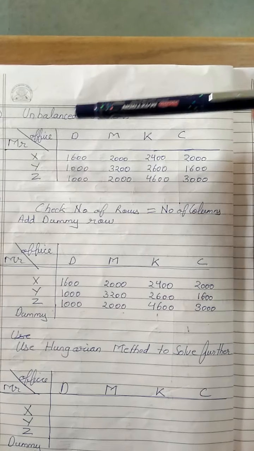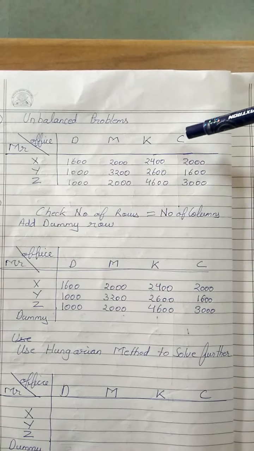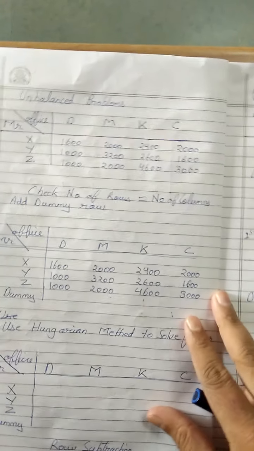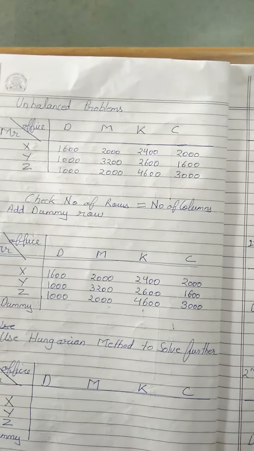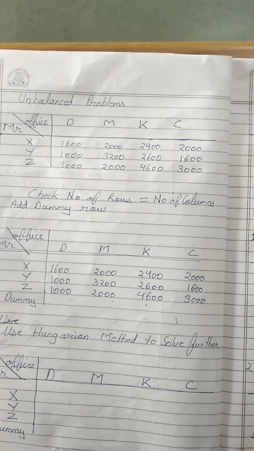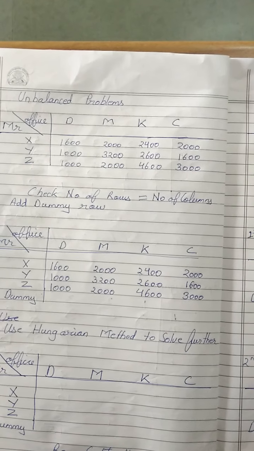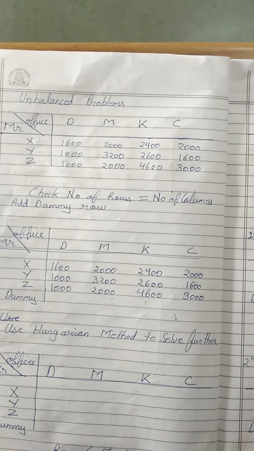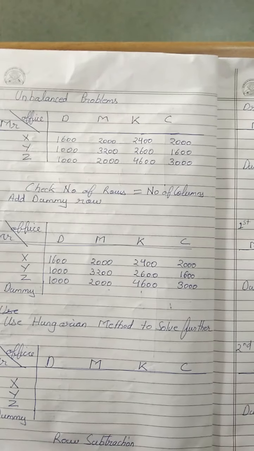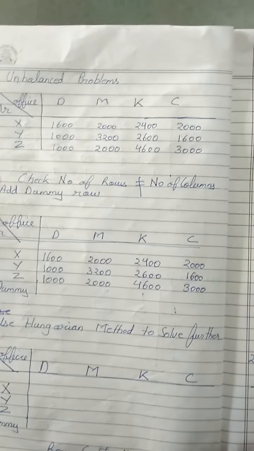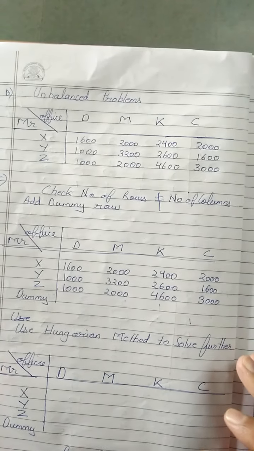Consider the office problem with offices D, M, K, C and 3 persons X, Y, Z. Here we can see there are 3 rows and 4 columns, so we can identify that one row is missing. If we check 3 rows and 4 columns, the problem is unbalanced. The number of rows is not equal to the number of columns, so we need to balance this.